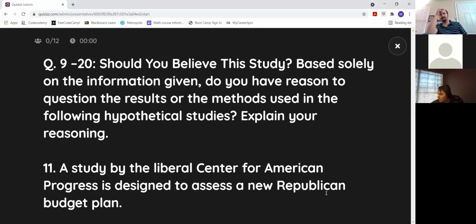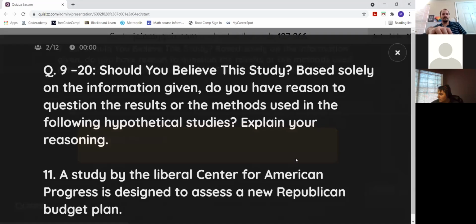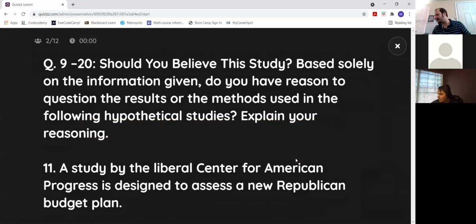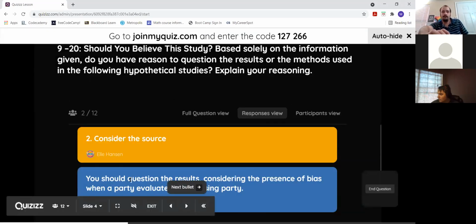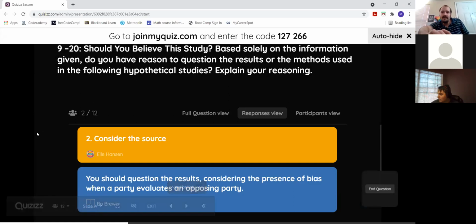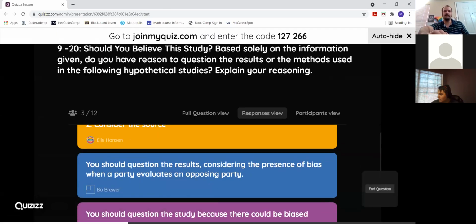Which one? Okay. So what are they hinting at? Consider the source. How was this consider the source? Why would they be saying that there? When a party evaluates an opposing party. Yeah, okay. So I think y'all are getting it.